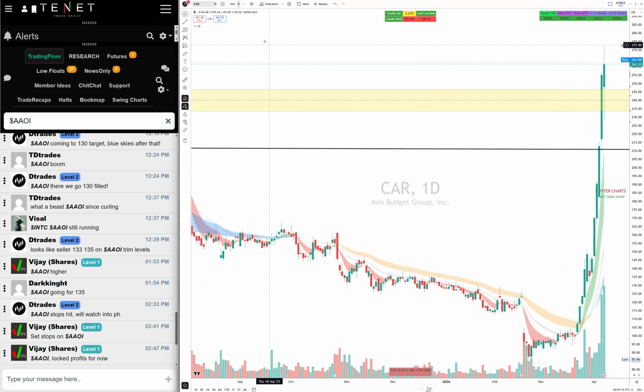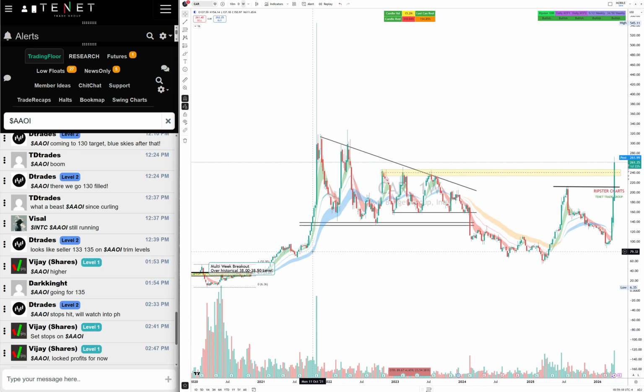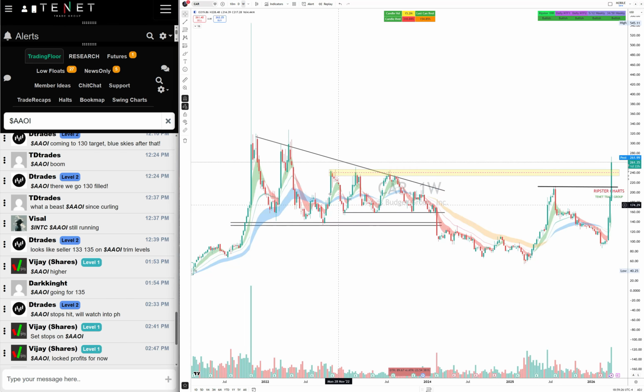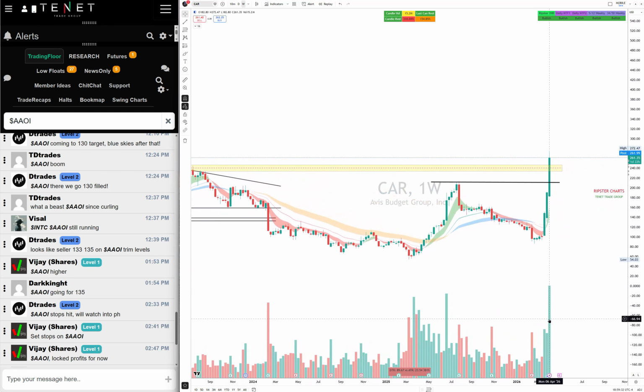So many years ago, CAR squeezed from 120, 180 all the way to 500. Of course, it came back after popping around here. Shorts were still stuck. Same concept, right? If it squeezed that time, there's a chance of it squeezing again as well. You can see the weekly volume, the volume that started, huge volume.